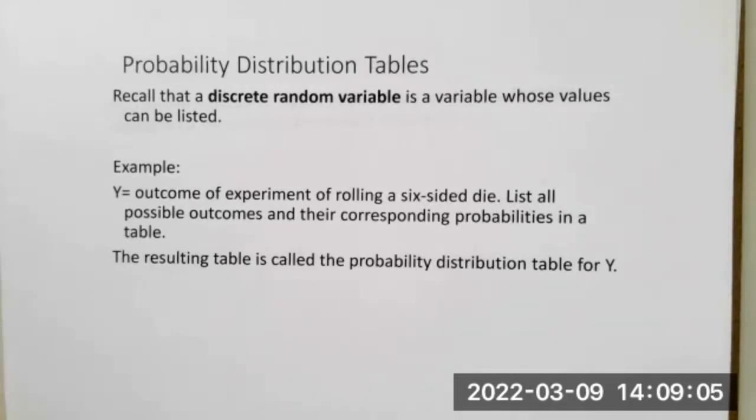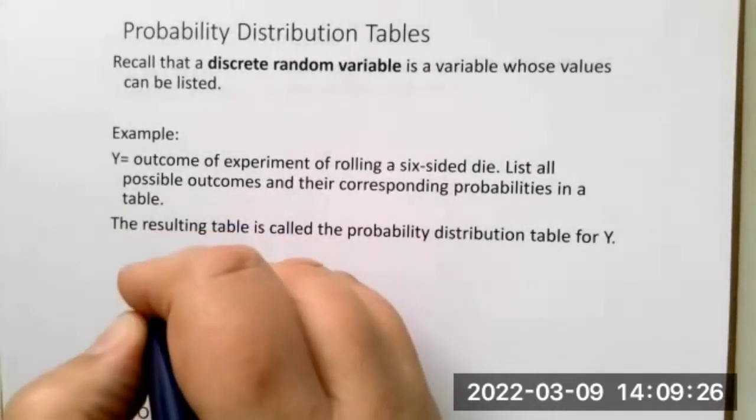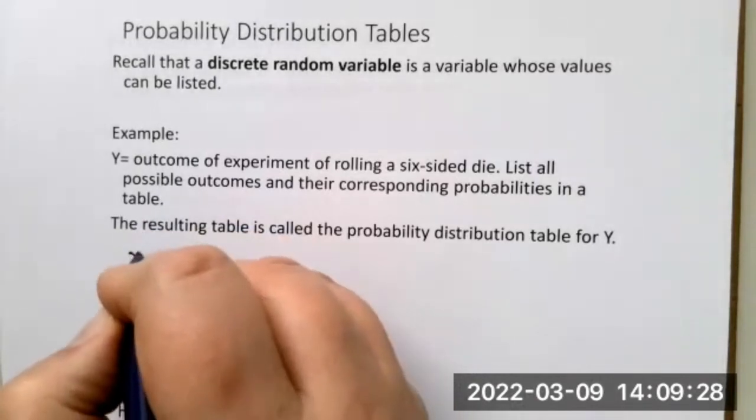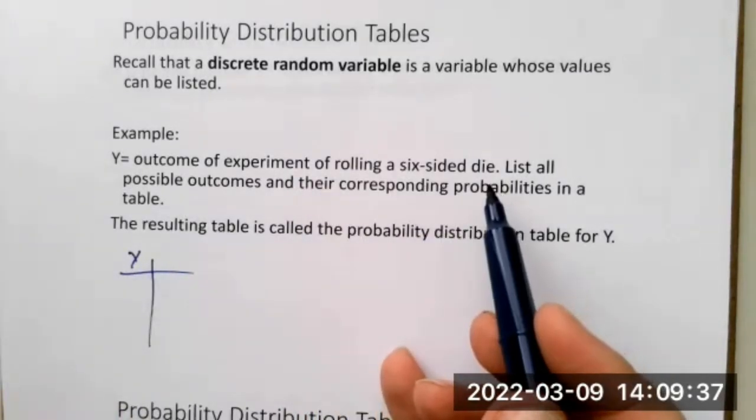So here we have an example. We have an event Y. Y is an outcome of an experiment of rolling a 6-sided die, and we're going to list all possible outcomes and their corresponding probabilities in a table. So basically, here's my table for the variable Y, and we're going to list the sample space for the rolling of a 6-sided die.